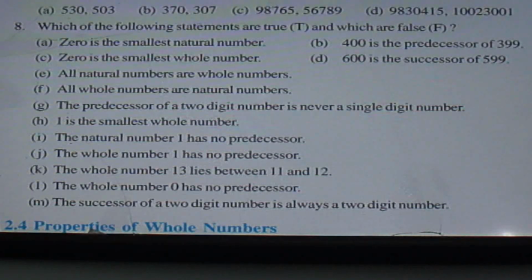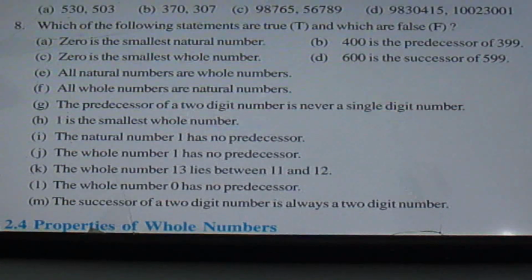Now let's see M. The successor of a 2-digit number is always a 2-digit number. Let's take the 2-digit number 99. If I add 1 to 99, the successor, what will we get? 99 plus 1, 100. So 100 is a 3-digit number and not a 2-digit number. So its answer is also false. So question 8 is completed. Understood, children?